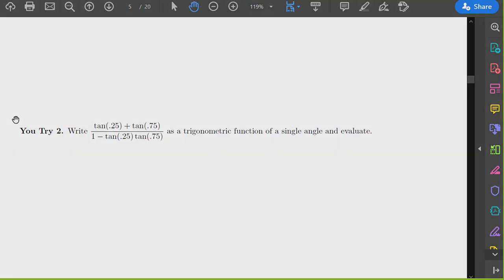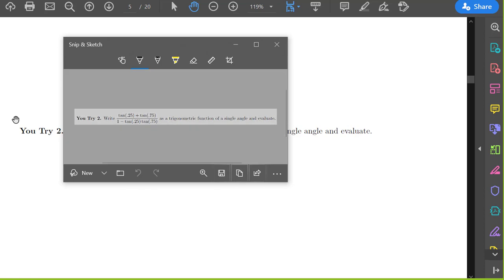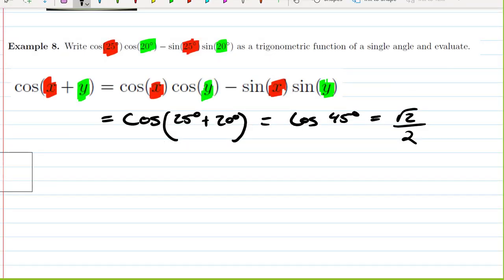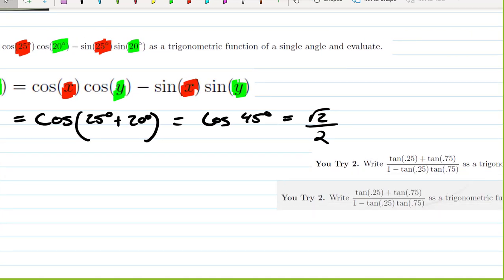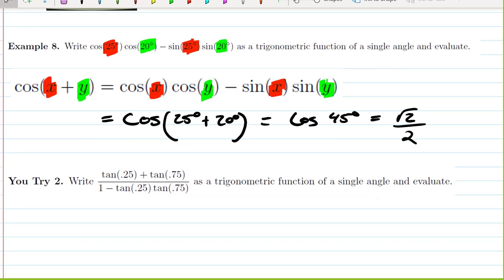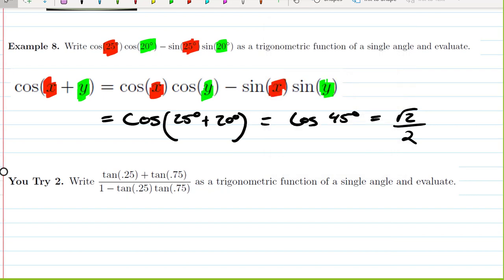The next Try It is for you guys. I want you to do exactly the same thing, with one exception. Just rewrite it as a single trigonometric function, and evaluate. So just write it as a trigonometric function of a single angle.